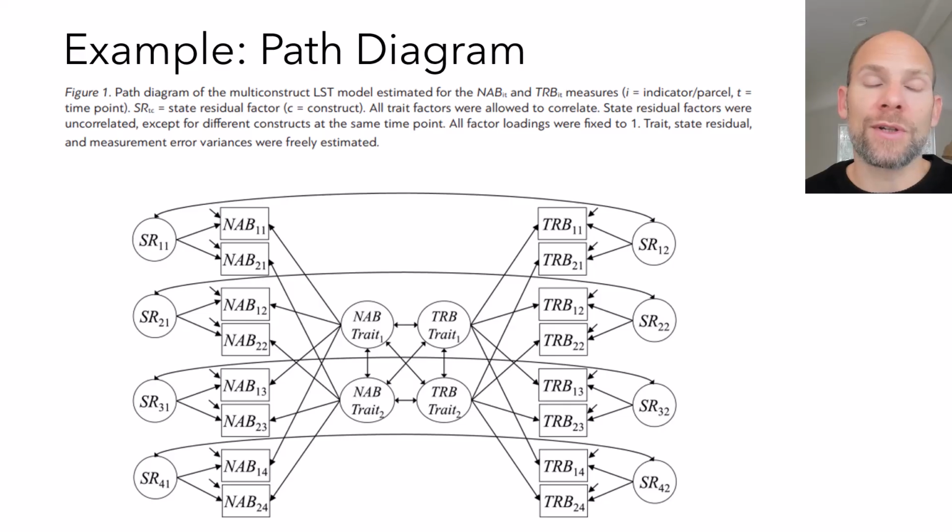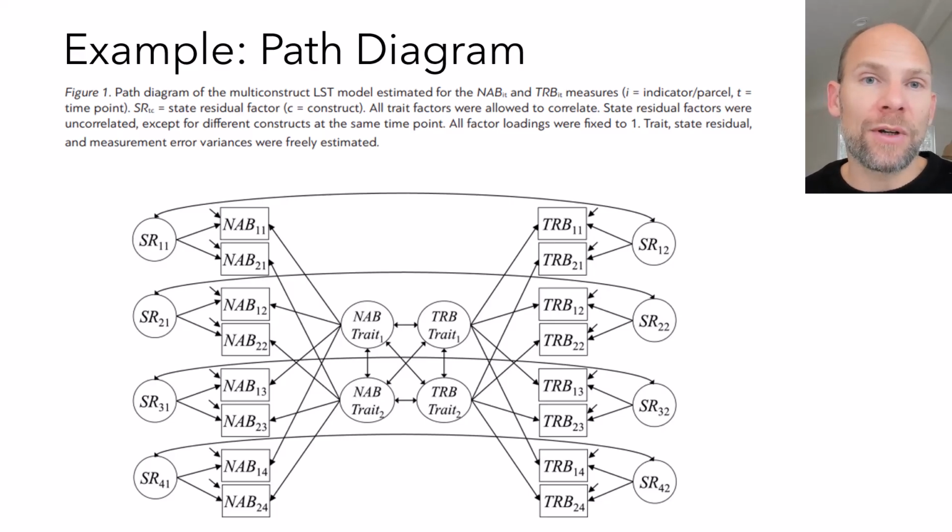The model used indicator-specific traits, which are shown in the middle of the path diagram, and it used state residual factors for each time point, the SR factors shown on the left-hand side and the right-hand side, and those were allowed to correlate. And then also the trait factors were allowed to correlate. So this is relatively easy to show in a path diagram.